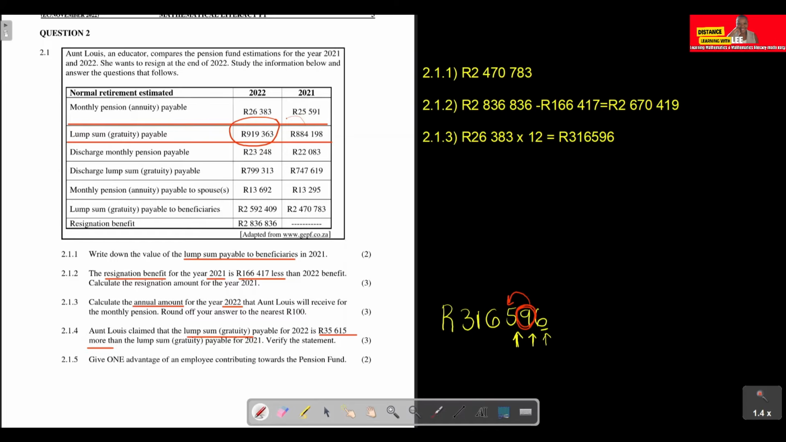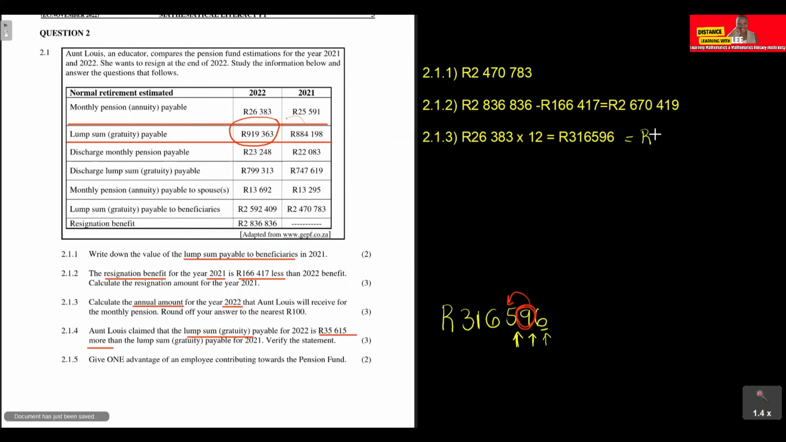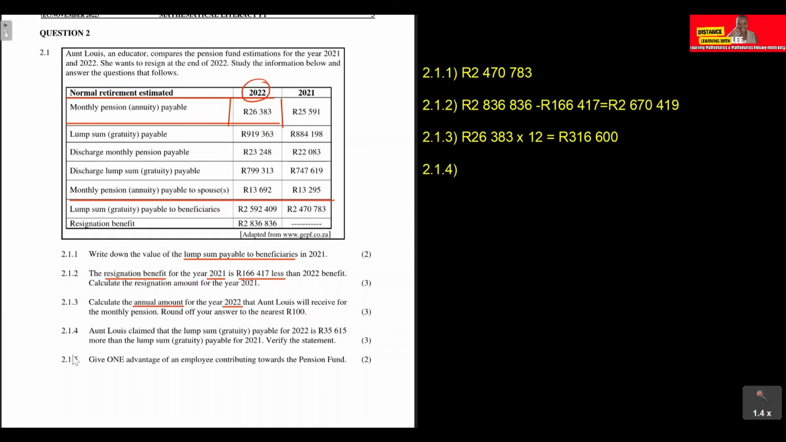So our answer in this case, when you round it up to the nearest 100, is going to be 316,600. Okay, so please take note of that when you are doing your rounding off. That is very important. Okay, all right, and we are basically done.